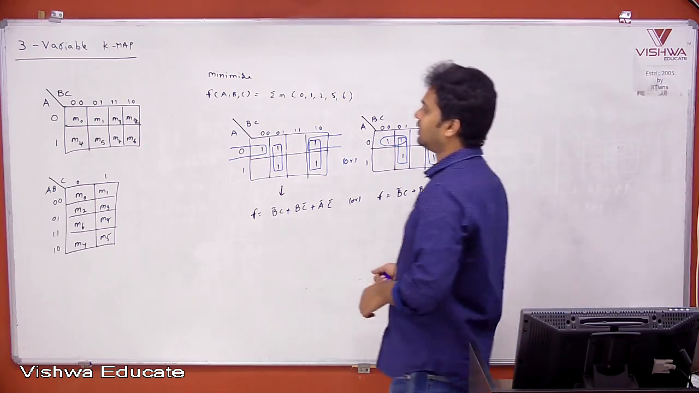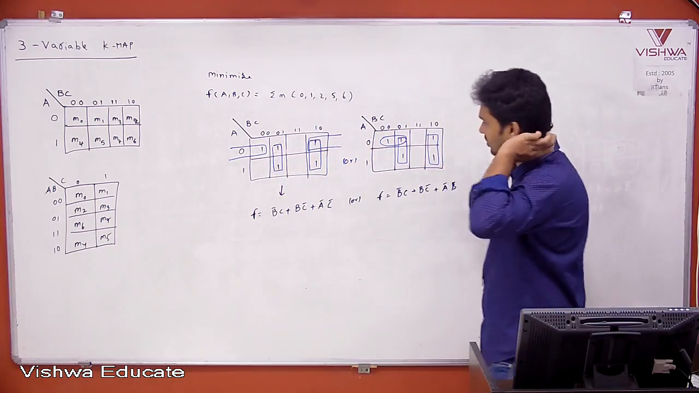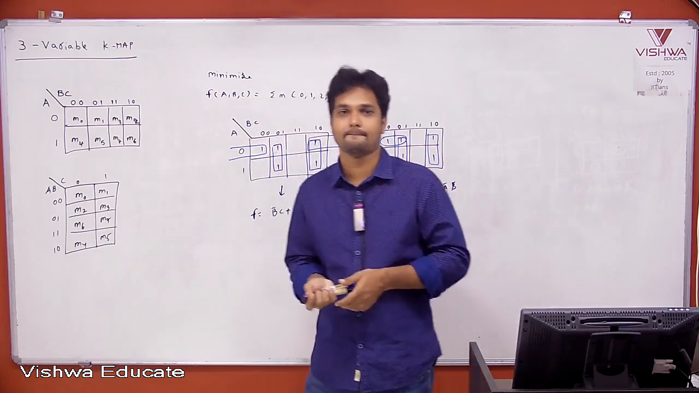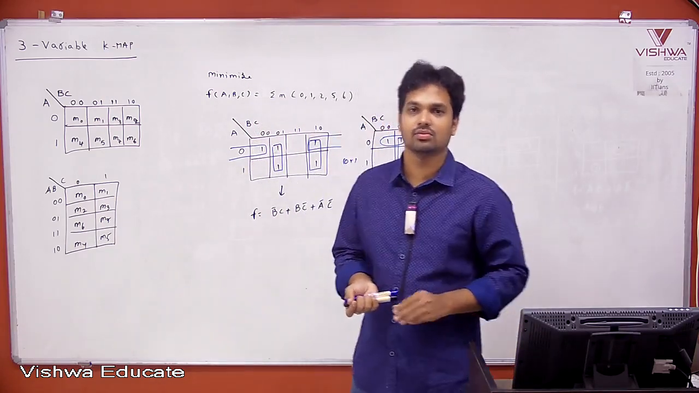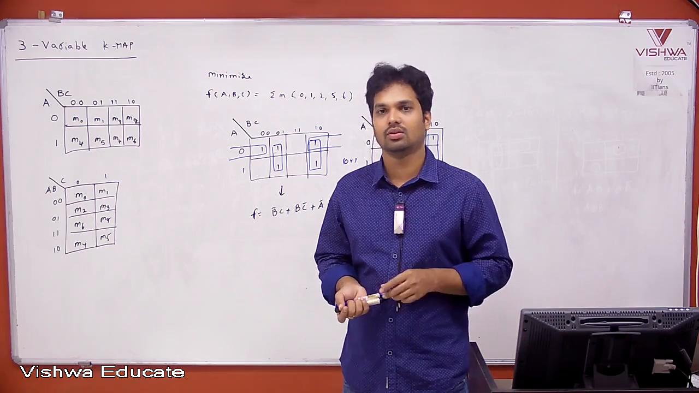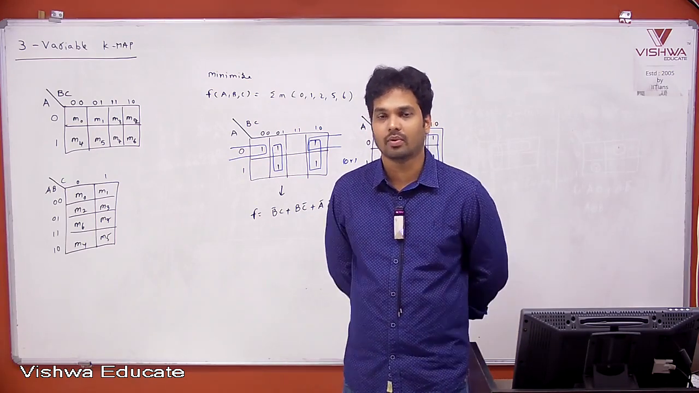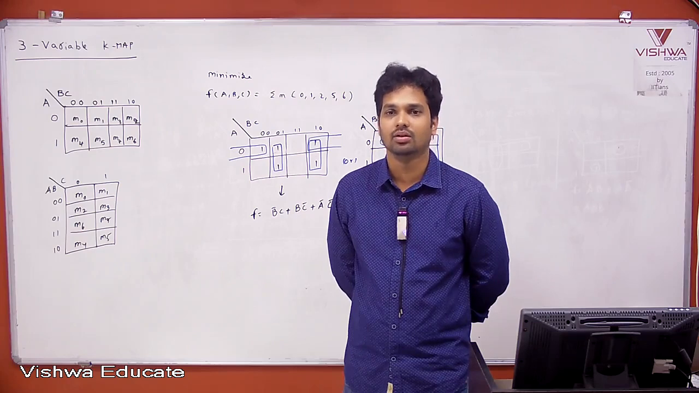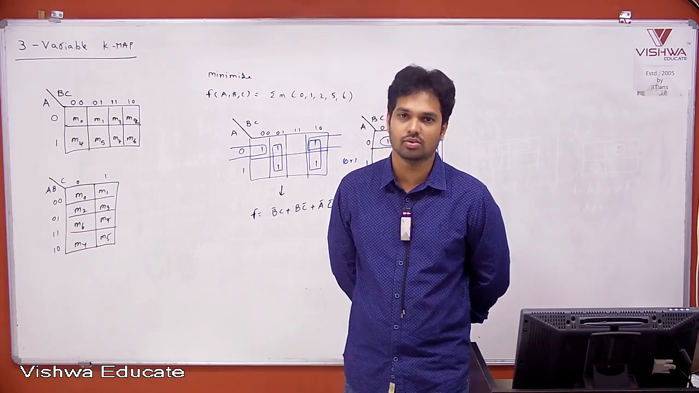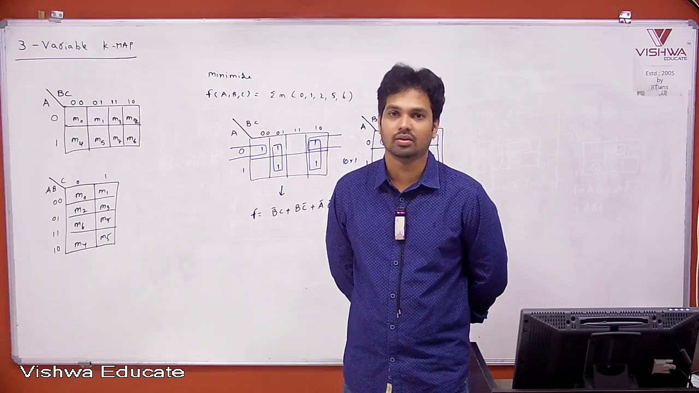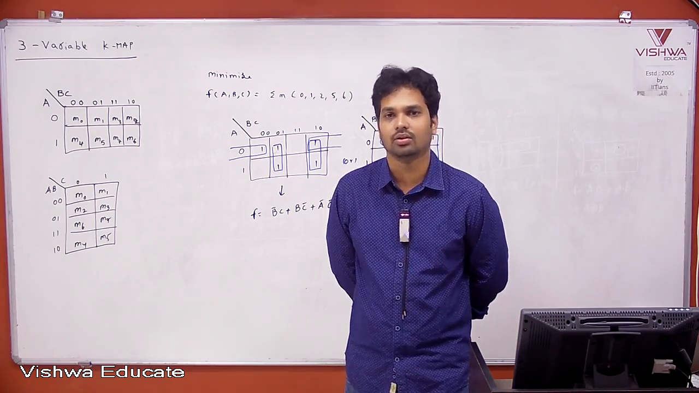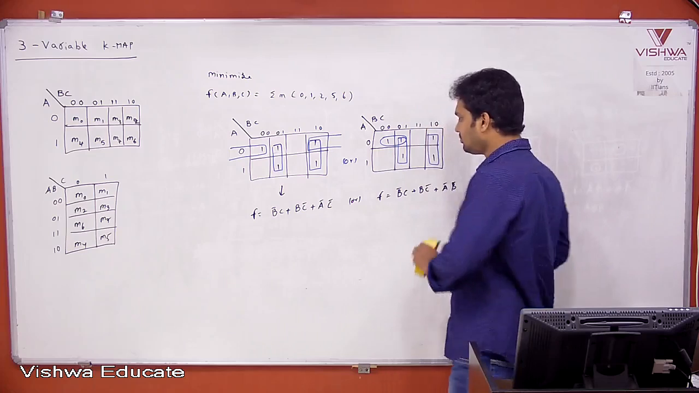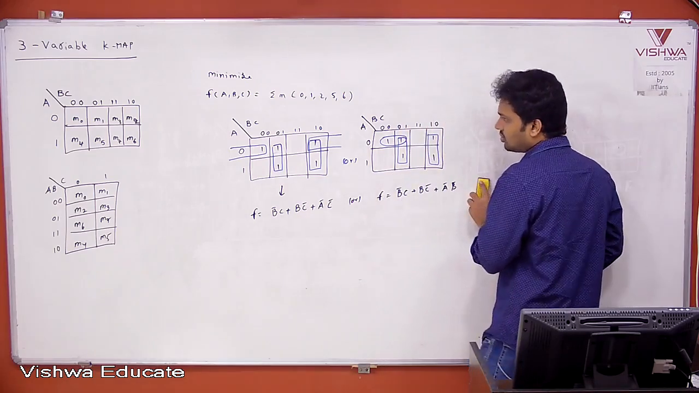Now let us discuss the next question in the 3 variable K-map. Before that, please make a note after this, write down the point. K-map always gives a minimized solution, but it need not be unique. It need not be the same. Always gives minimized but not unique solution.